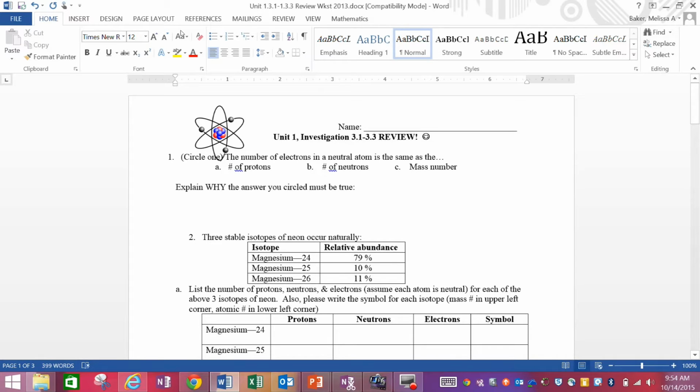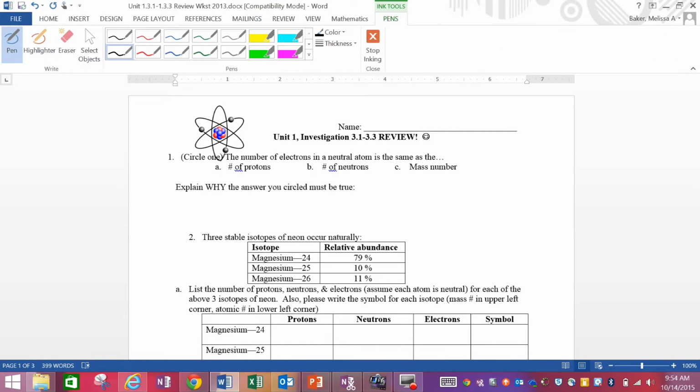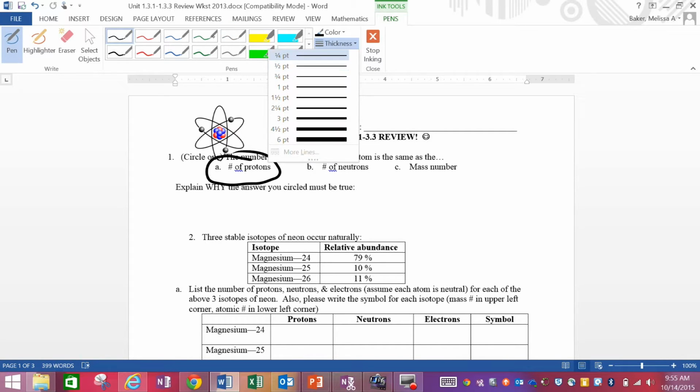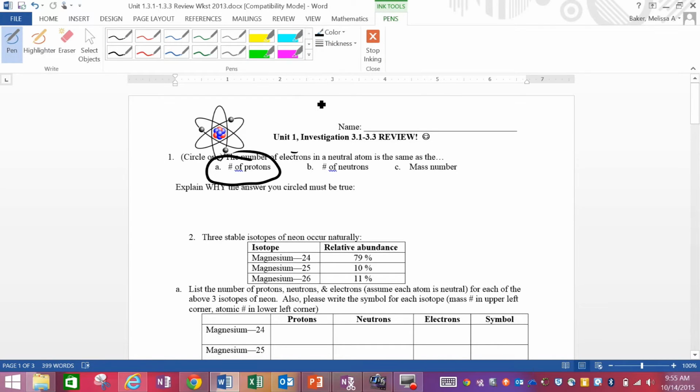All right, let's get you ready for the Unit 1 first part of Investigation 3 quiz. For number 1, it says, the number of electrons in a neutral atom is always the same as the number of what? Well, in order to cancel out their negative charge, we need it to be the same as the number of protons, because protons are positive, electrons are negative. So if you've got, for example, 6 protons and 6 electrons, the overall charge of the atom will be neutral.